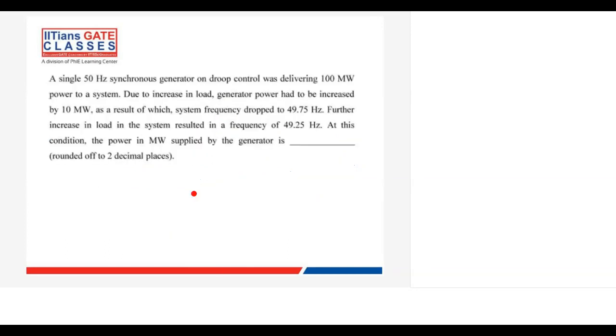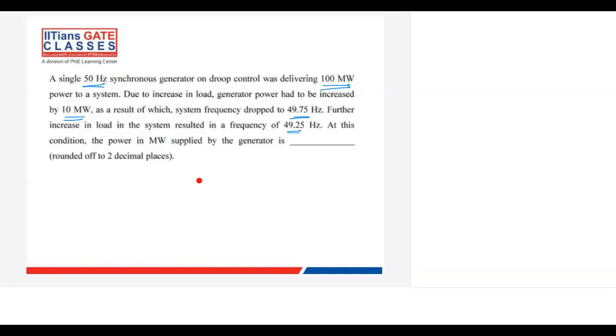The third question is from frequency control. They have said that they have a synchronous generator rated 50 hertz and delivering 100 megawatt. Then the load is increased. The generation had to be increased by 10 megawatt to 110 megawatt, which caused the frequency to drop to 49.75 hertz. Now they say that the load increased again and the system frequency became 49.25 hertz.